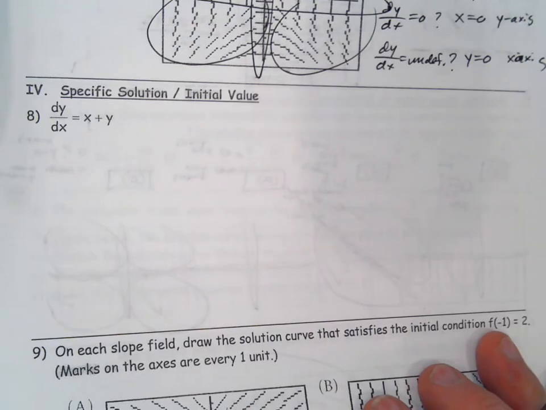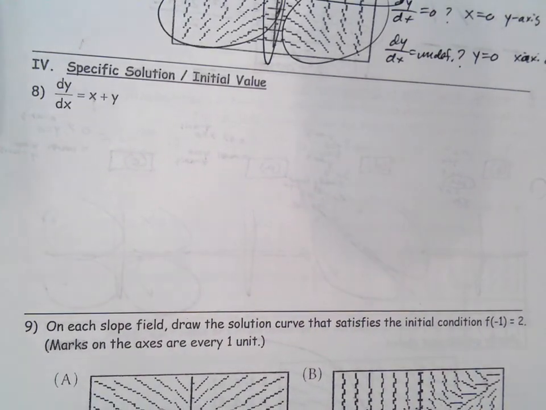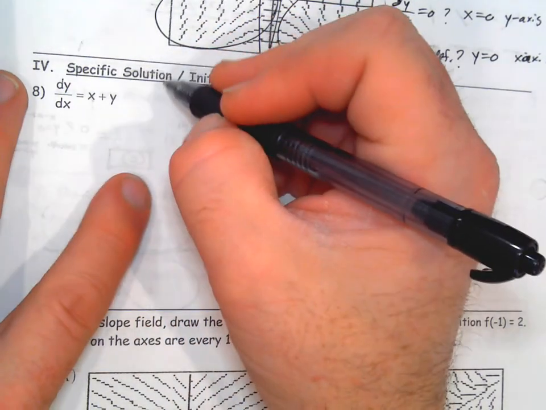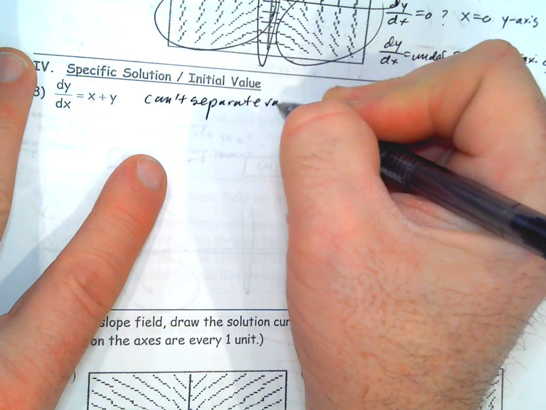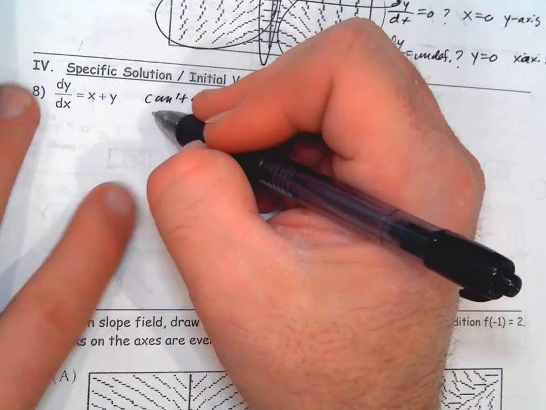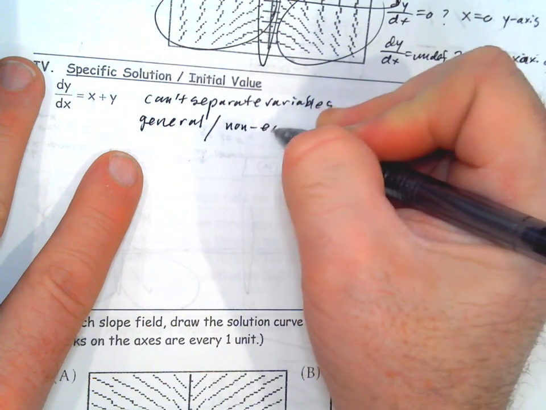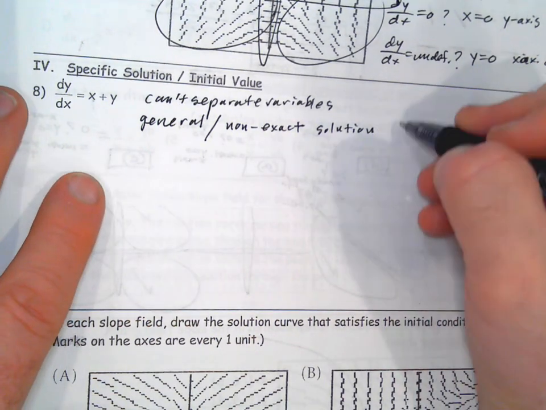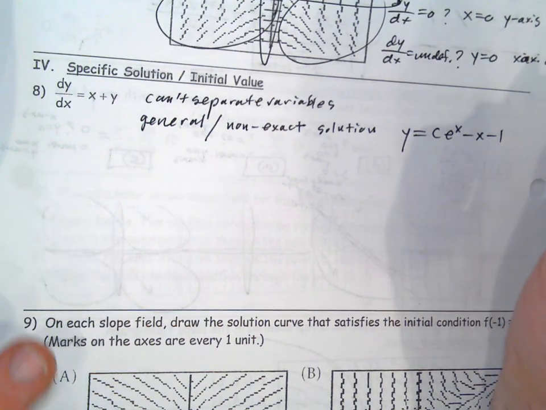All right, now this is a problem either exactly like the one we did in the homework. It's either the same as number 3 on yesterday's assignment, or really close, but we can't separate the variables. Okay, that doesn't mean that there isn't a solution. It just means that with the methods we have, we can't find it. So the general solution, or they call it the non-exact solution, there actually is a solution for this one. It is y equals c e to the x minus 1. That's just what it is.